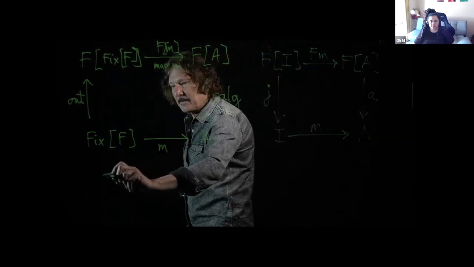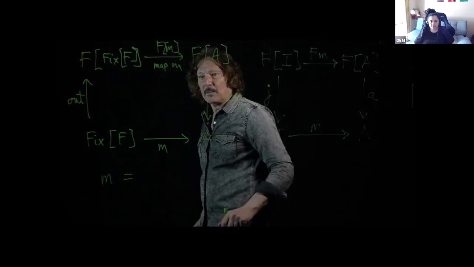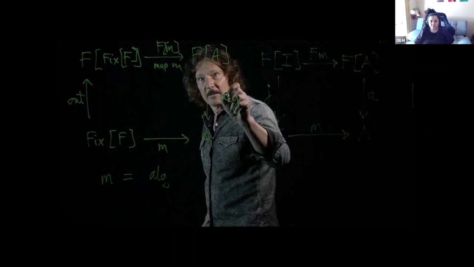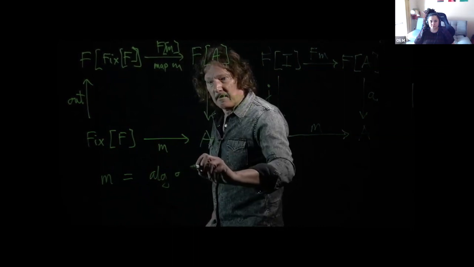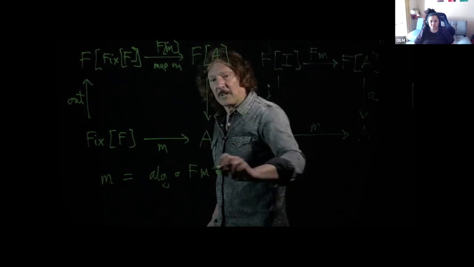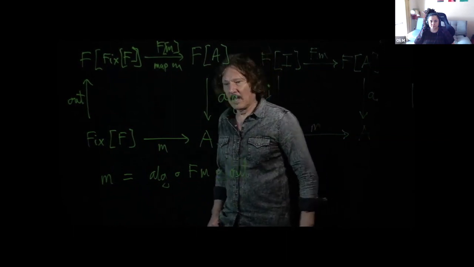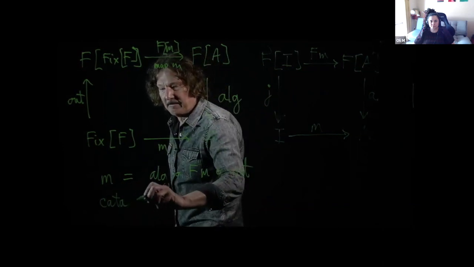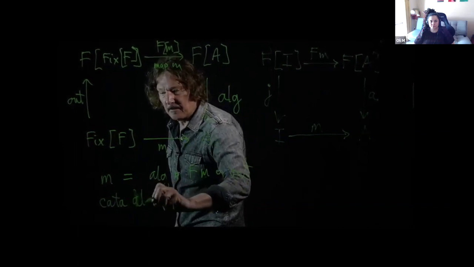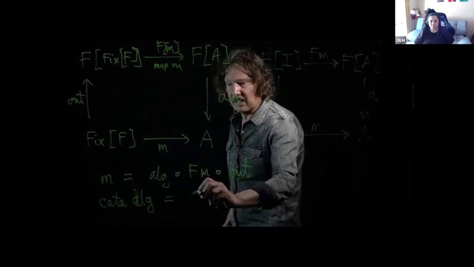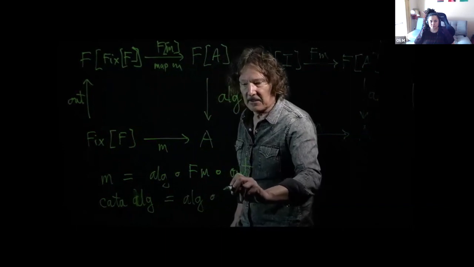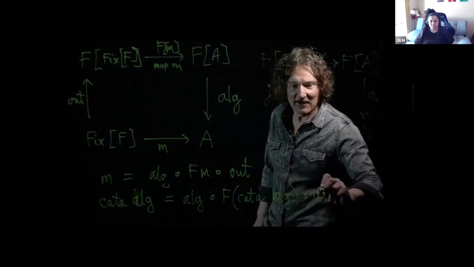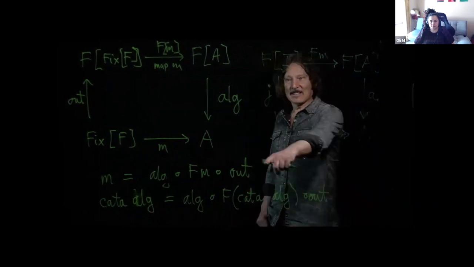So we can write it as a recursive equation, M equals, and I write it in categorical form, alg after fmap M after out. And if we call M kata alg, then we have an equation: kata alg equals alg after F of kata alg after out. And we can write this formula in Scala.